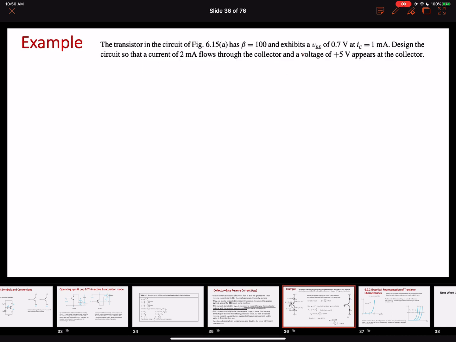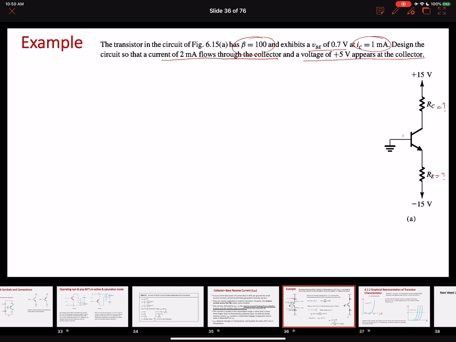All right, let's do one more example today. This is the circuit shown here, and it has a beta of 100. VBE is the biasing voltage of 0.7 volts when the collector current is 1 milliampere, and we need to design this circuit. Designing the circuit means we need to find the values of RC and RE so that a current of 2 milliamperes flows through the collector and a voltage of 5 volts appears across the collector.